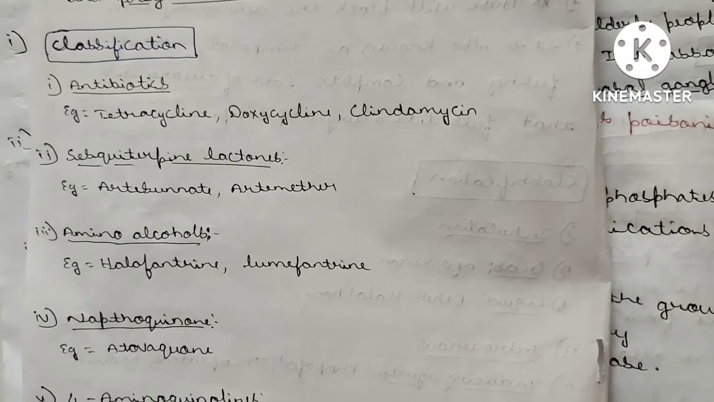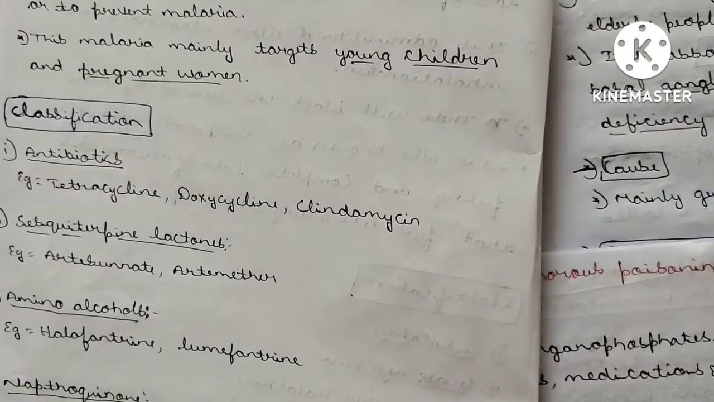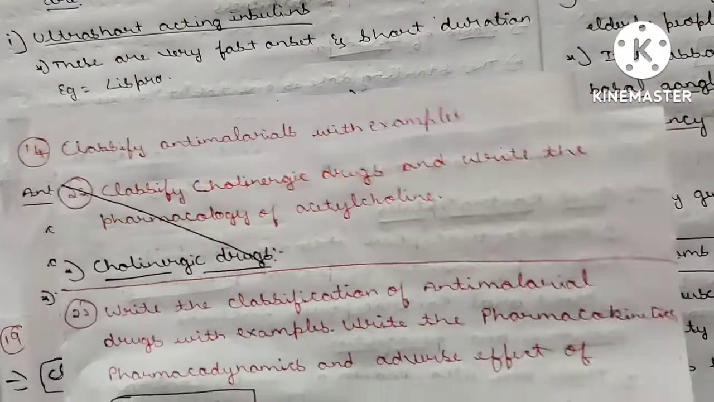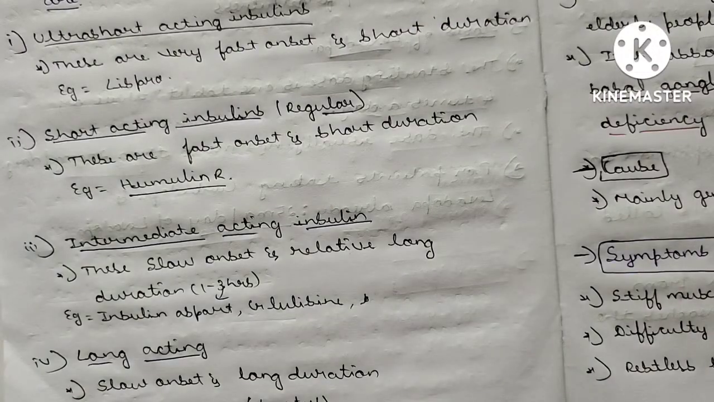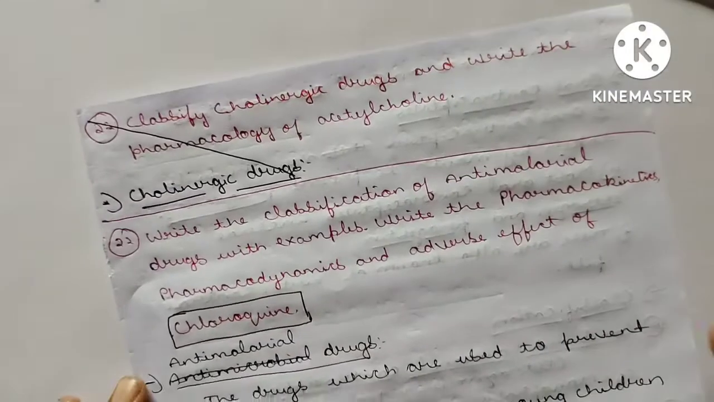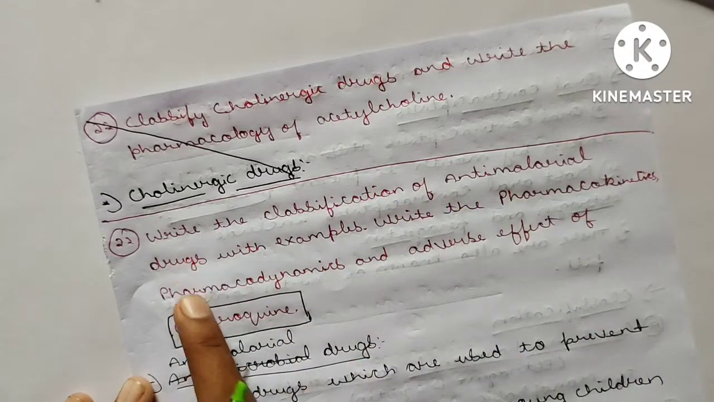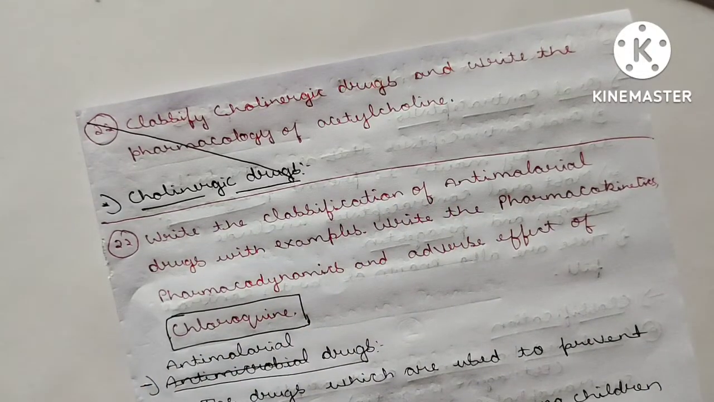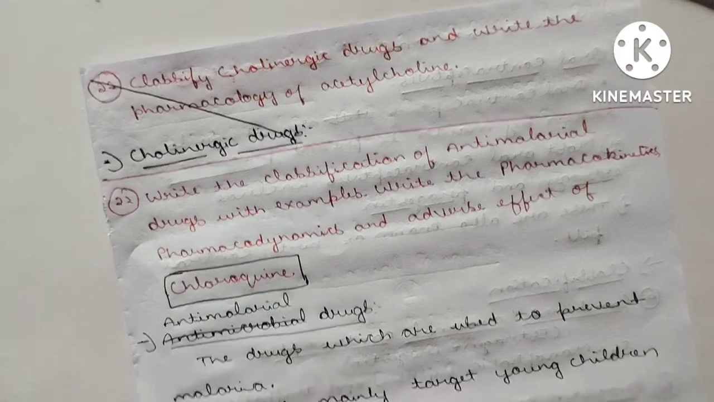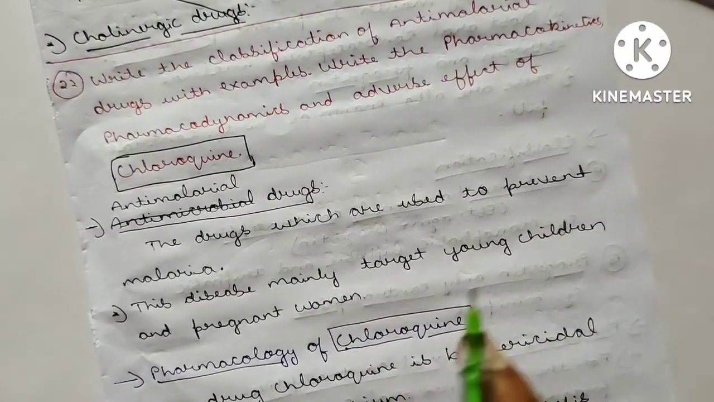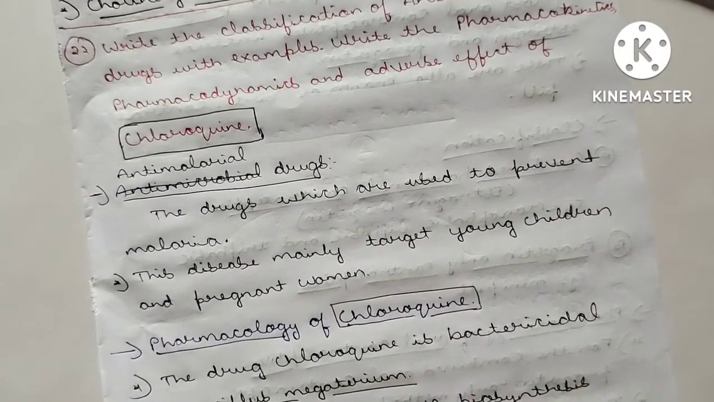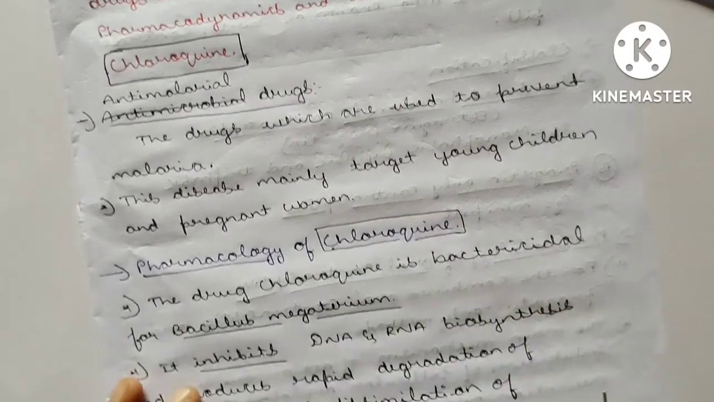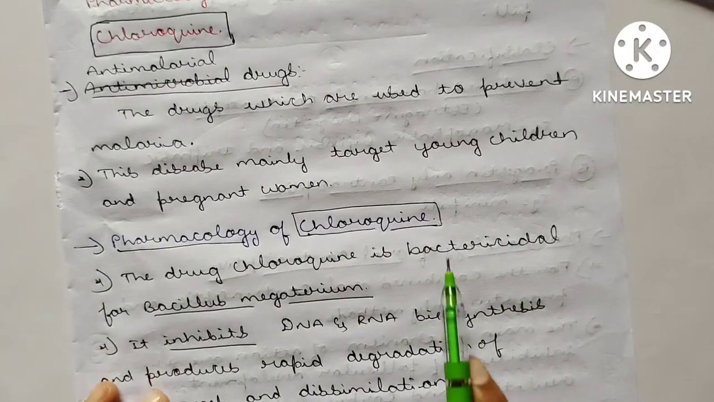Yes sir. Now see, these are the pharmacology of chloroquine. Chloroquine is also one drug which is used here. Which one? Chloroquine. Yes, these are the classification of antimicrobial drugs with examples. Write the pharmacokinetics, pharmacodynamics and adverse effects of chloroquine. The drugs which are used to prevent malaria, we already discussed. Now the pharmacology of chloroquine: you know that chloroquine, what is this?